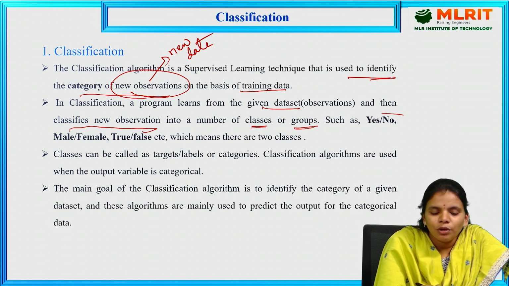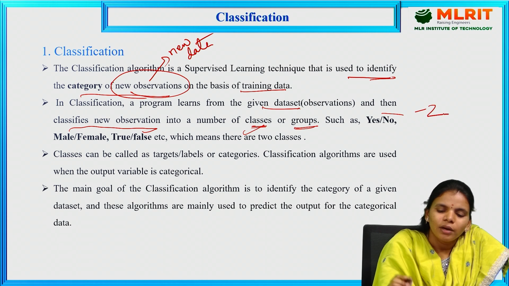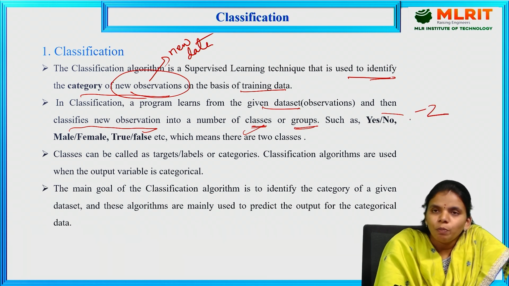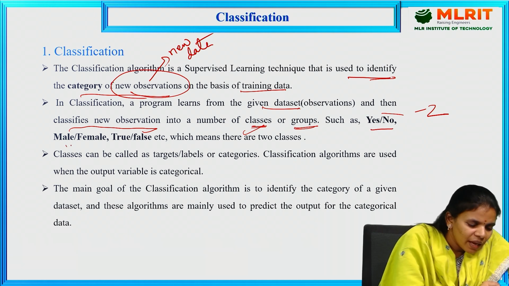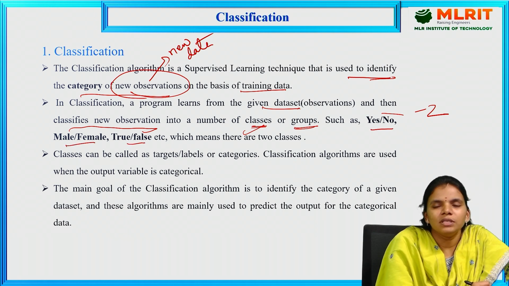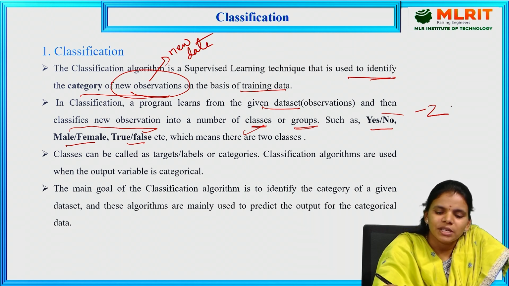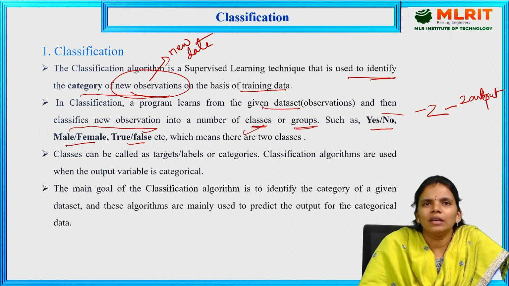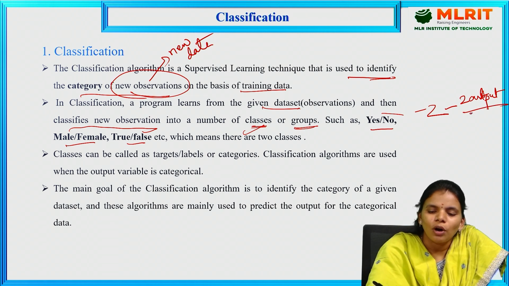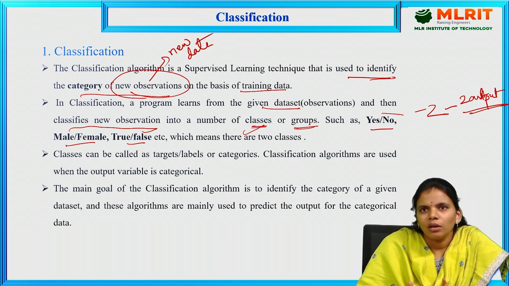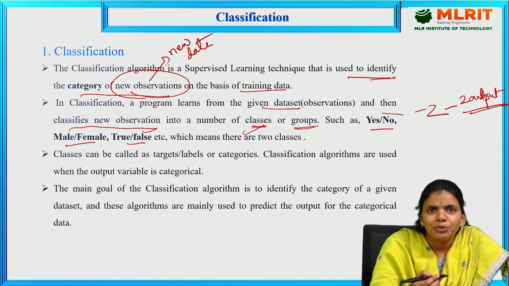Here the number of classes is only 2. The output variables for classification are either yes or no, male or female, true or false, cat or dog, this or that, like that. It is just classifying between only 2 output variables. So classification algorithms are used to classify your unseen data point into 2 output variables only, either this or that, yes or no, male or female, true or false.